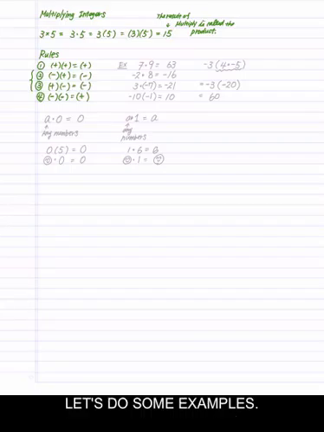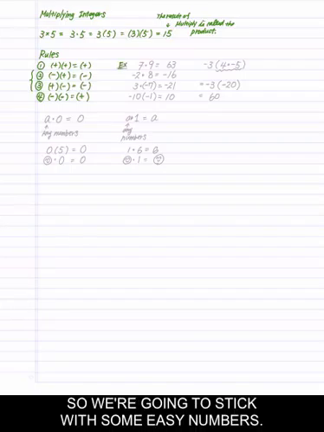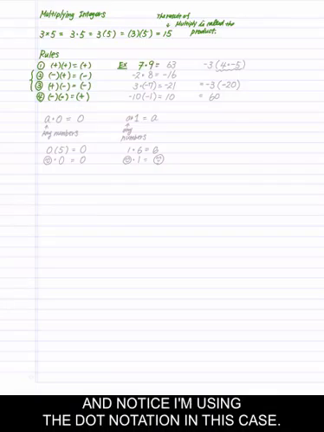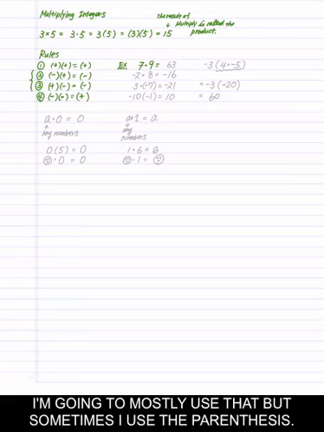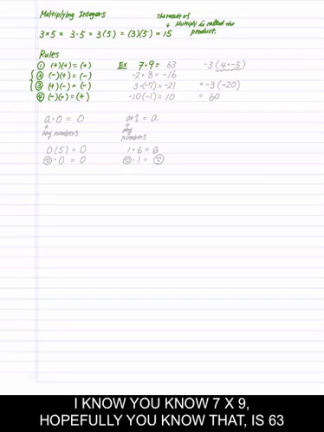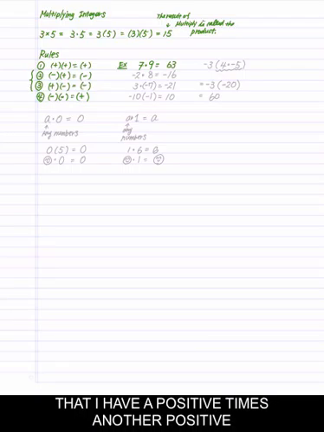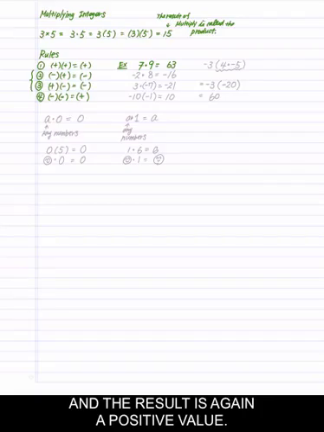Let's do some examples. So we're going to stick with some easy numbers. And the first example is going to be 7 times 9. And notice I'm using the dot notation in this case. I'm going to mostly use that, but sometimes I'll use the parentheses. I know you know 7 times 9, hopefully you know that, is 63, but more importantly, I want you to notice that I have a positive times another positive, and the result is, again, a positive value.